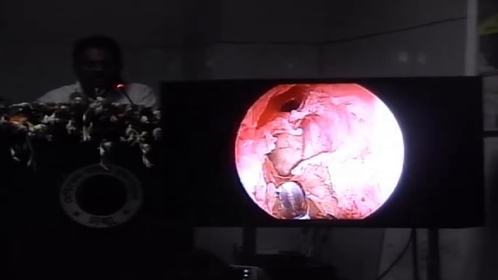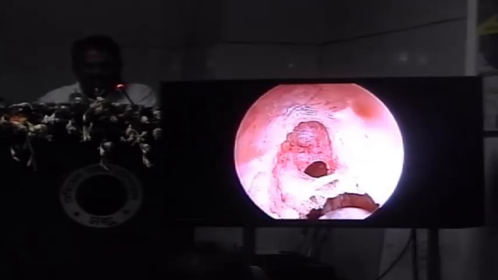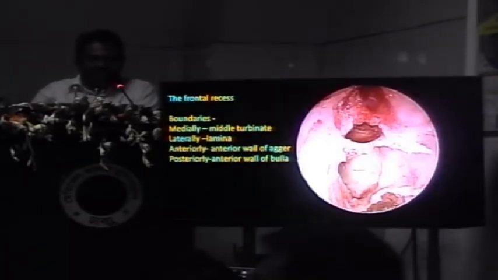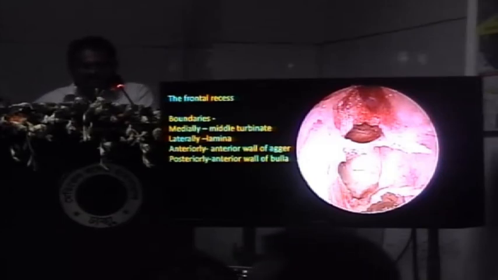Once you remove that, then what you see is the agger nasi cell, the most anterior ethmoidal cells. This is a superior supraorbital pneumatization. Okay, and this is the agger nasi cell, and once you open that like an eggshell opening, a Stamberger's technique, what you see is the frontal recess.